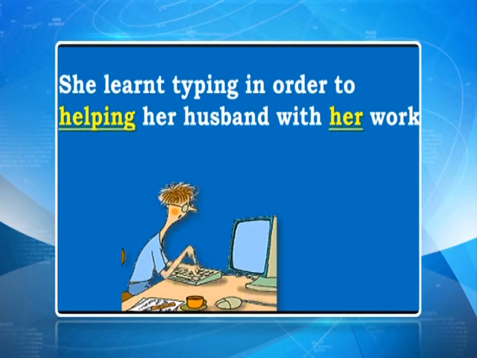Right, here is another sentence. She learned typing in order to helping her husband with her work. After in order to, we need to use the base form of the verb. Remember that? Yes? So how can we change helping from a gerund into a base form? That's so easy, right? Let's delete the ing form at the end of the verb. So instead of saying helping, we should say help. She learned typing in order to help her husband with not her work, but rather with his work.